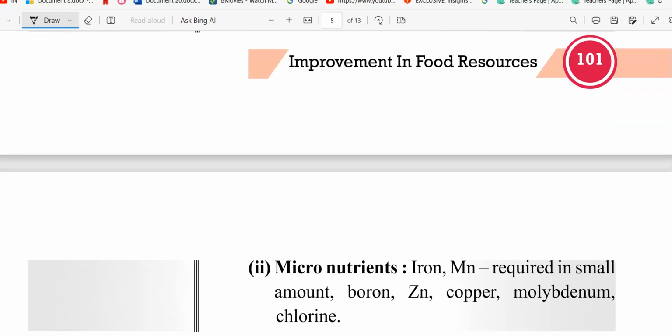Write down this one, the micronutrients. These are required in a small amount. Iron and manganese, boron, zinc, copper, molybdenum, and chlorine. These are the micronutrients, required in small amounts. So these are the 13 essential nutrients that a plant requires. Mn is manganese, Fe is iron, Zn is zinc, B is boron.